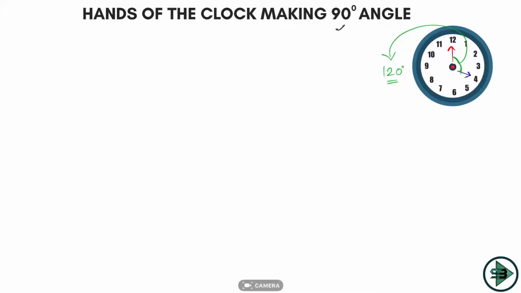Now I am asking you between 4 to 5. Okay, between 4 to 5, it is 4 o'clock. Between 4 to 5, in this 1 hour, how many times will the angle between the minute hand and the hour hand be equal to 90 degrees? So in this 1 hour between 4 to 5, how many times will the angle be equal to 90 degrees?